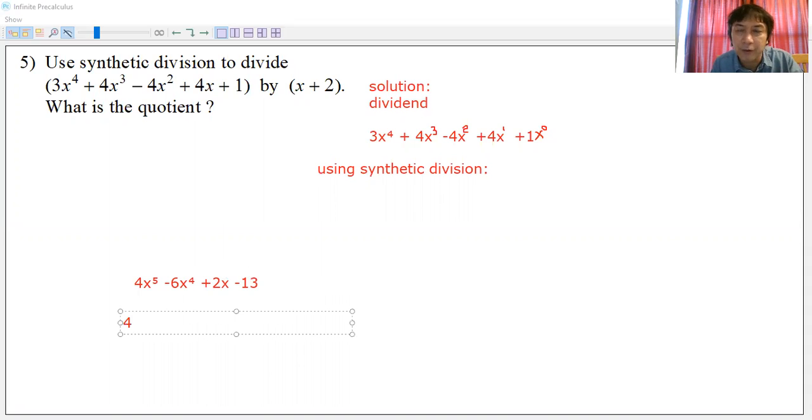You will have 4 for the x to the fifth. You will have negative 6 for the x to the fourth. Now for the x cubed, which is missing in the dividend, you will have to provide a 0. And then the degree 2 is also missing, so you also have to provide a 0. And then the first degree is there, it's 2x, so that's x to the 1, so you write the 2. And then negative 13 is for the x to the 0.